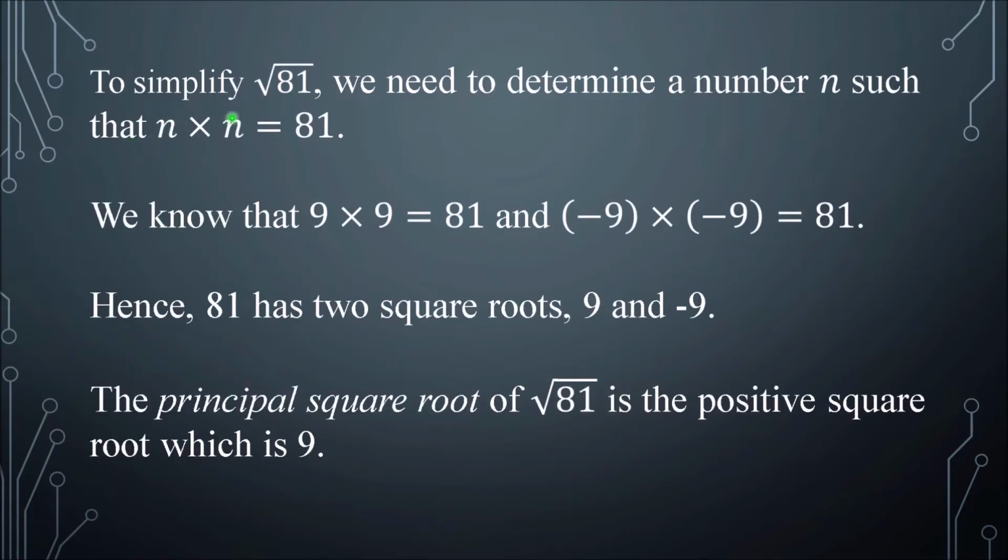Now let's have simplifying radicals. To simplify square root of 81, we need to determine a number n such that n times n is equal to 81. So we know that 9 times 9 is equal to 81, and negative 9 times negative 9 is also 81. Hence, 81 has 2 square roots, which are 9 and negative 9. Now, the principal square root of 81 is the positive square root, which is 9.